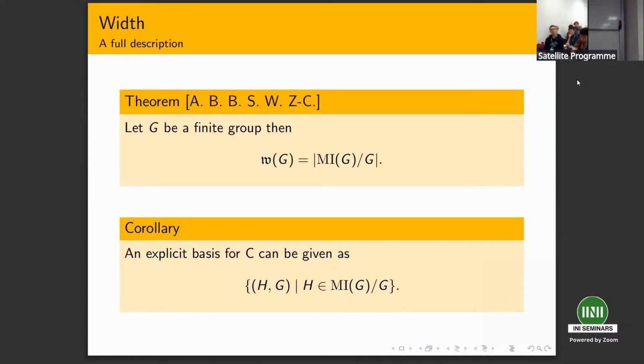And you can actually write down the explicit basis. You only have to consider transfers into G from the meet irreducible subgroups. So here, what I've drawn are exactly those. These are the meet irreducible subgroups, and I've drawn these arrows in. So this gives you an explicit basis.